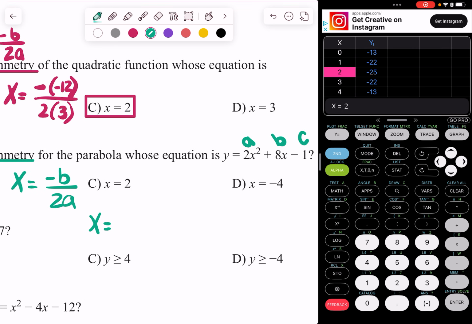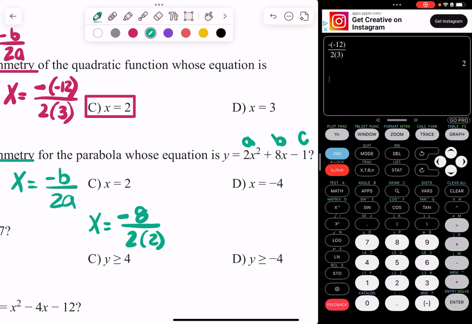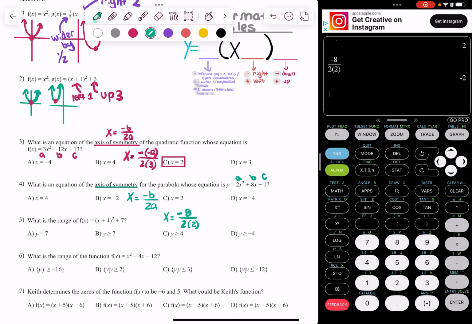So let's look at this formula. x equals negative b, which is 8, over 2a, and A is 2. Let me go ahead and type this into my calculator. Negative 8 on top, and then 2 times 2 on the bottom gets us negative 2. So it would be answer choice B.